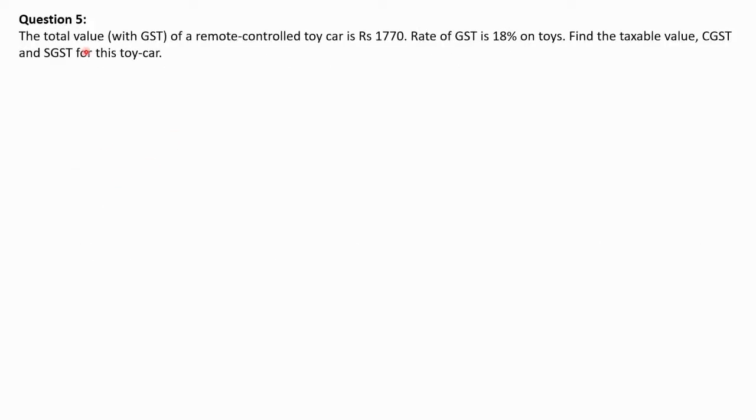Question 5. The total value with GST of a remote controlled toy car is rupees 1,770. Rate of GST is 18% on the toys. We have to find the taxable value, the CGST and the SGST for this particular toy car. So let us start with the solution. Let the taxable value of the toy car be rupees X. So we'll assume the taxable value to be rupees X. The rate of GST is 18%, and this is given in the question.